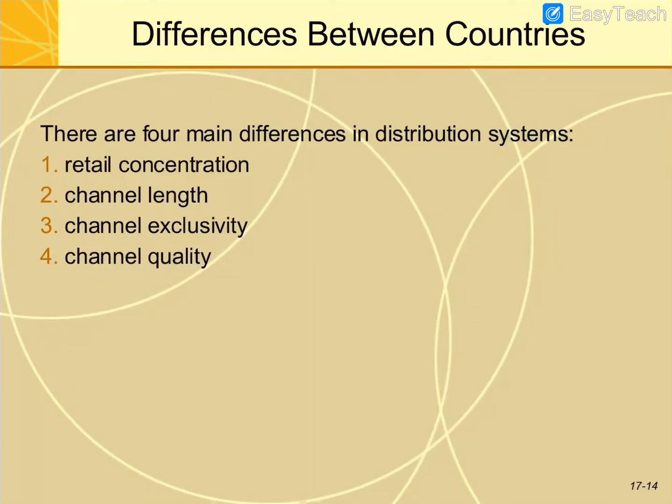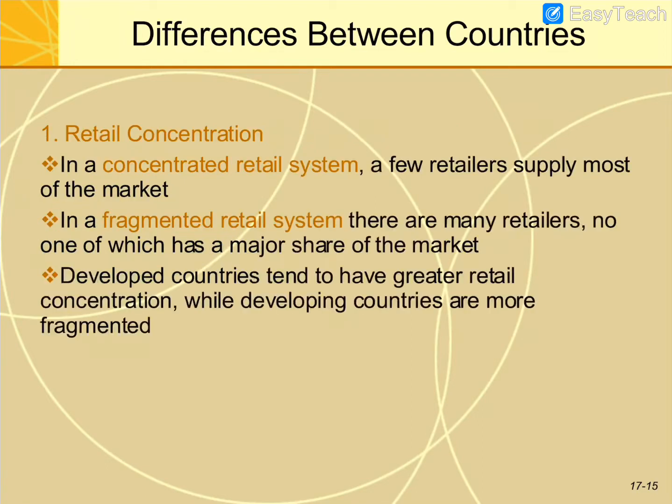Okay, next we move. There are four main differences in distribution systems. The differences in distribution systems include retail concentration, channel length, channel exclusivity, and also channel quality. So there are four main differences in distribution systems. So we go one by one.